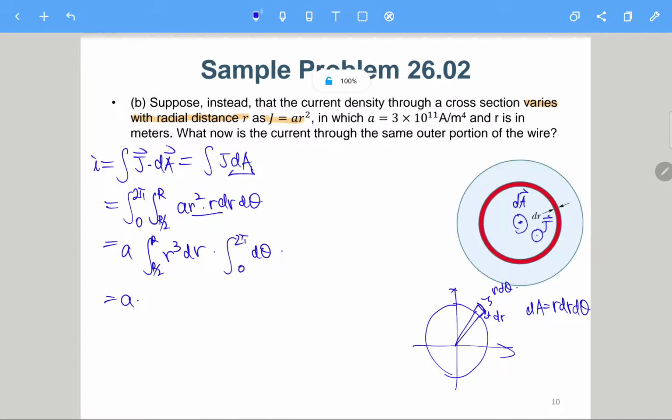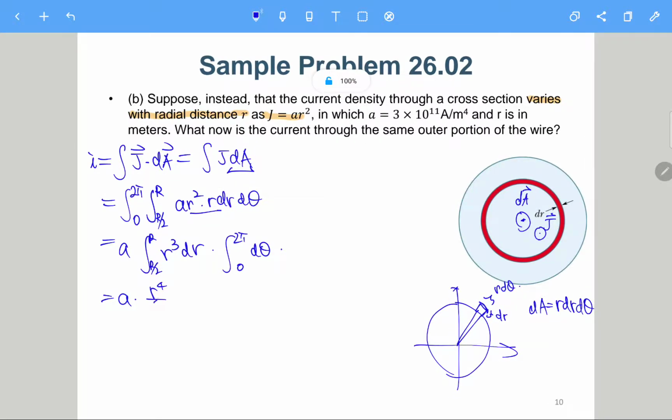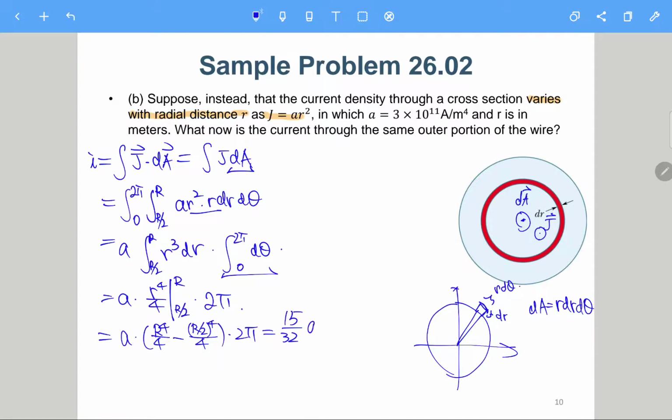So this is a times r to the 4th power over 4, evaluated at R and R over 2. And this one is simply theta, evaluated from 0 to 2 pi and subtracted. So it is 2 pi. So a, and then this is R to the 4th power over 4 minus R over 2 quantity to the 4th power over 4, times 2 pi. So it is 15 over 32 a capital R to the 4th power pi.